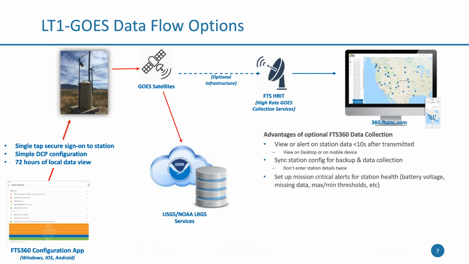Once the data is there, you can take advantage of some of the features of our infrastructure if you wish. One of the things I like to do as a first thing is set up mission critical alerts. I want to know if my battery voltage is dropping too low. I'd want to know if I'm missing data or my station went offline. Maybe I had some sort of animal interact with my station and cause it some harm. Or I could also do max and min thresholds, which is pretty key when you're dam monitoring or looking at river monitoring kind of things.